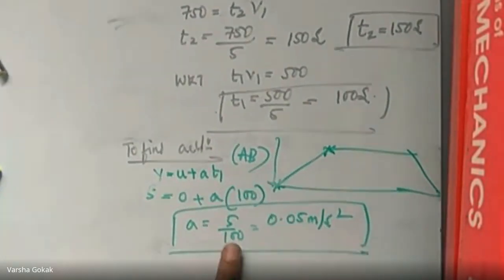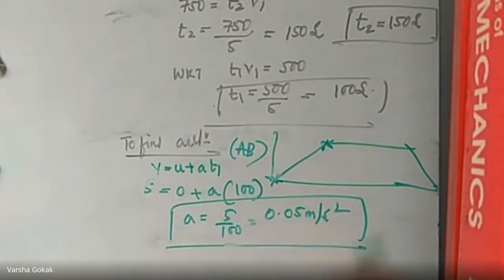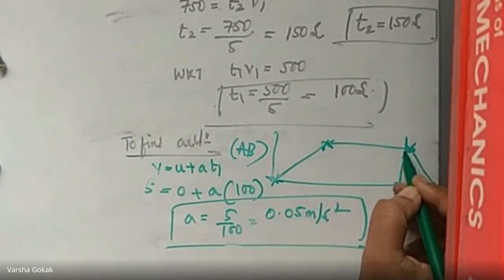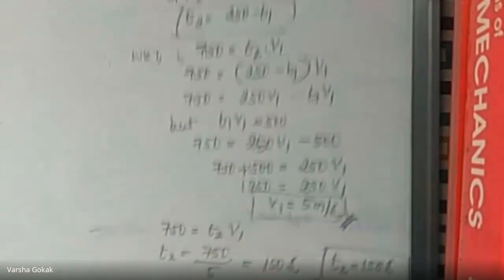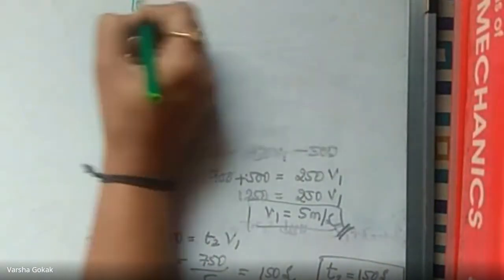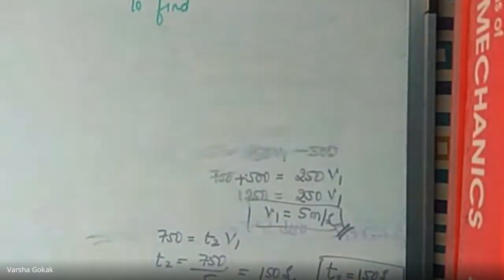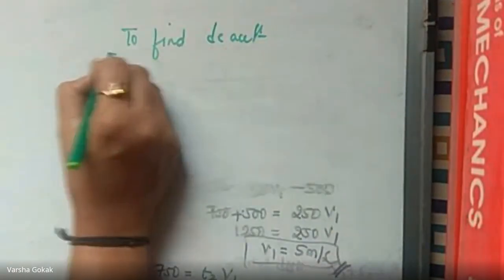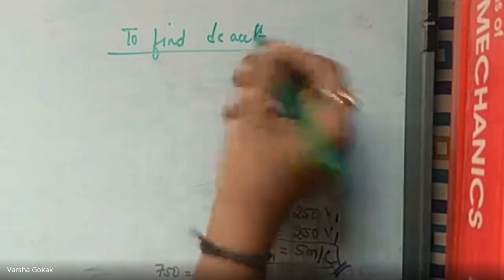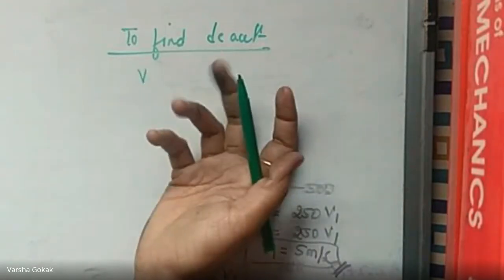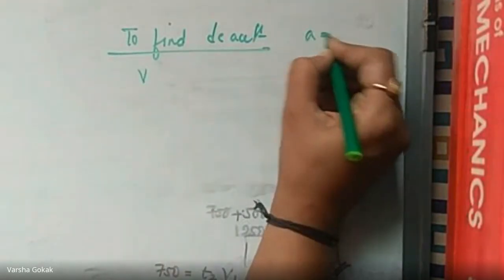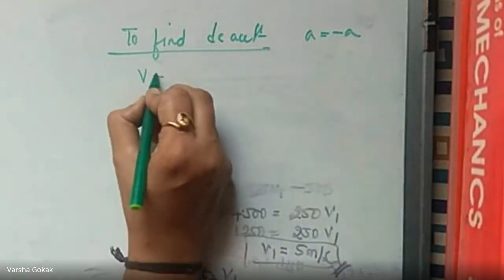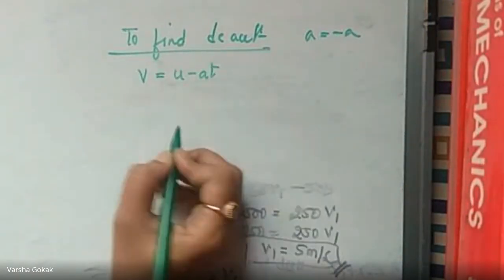Now, when I am talking of deceleration, I will be applying it from this point to this point, right? So let us apply that to find deceleration. That is retardation, deceleration or retardation. I know it is deceleration, so A has to be substituted as minus A. So V equal to U minus A T3.